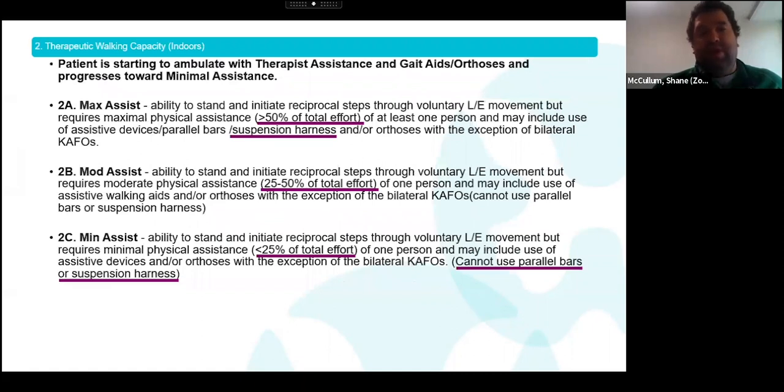You'll see for 2B and 2C that parallel bars or suspension harness are no longer allowed as gait aids. And as you'll see from here on out, bilateral KAFOs are not allowed for any of these levels. So moving on to a 2B is somebody who requires moderate assistance, so 25 to 50%, but only of one person. So only one therapist is allowed as opposed to multiple. Still allowed to have walking aids or orthoses, like I mentioned before, with the exception of KAFOs, and no parallel bars or suspension harness. And for min assist, they would require less than 25% of total effort from one person. And once again, same as above, no KAFOs, parallel bars, or suspension harness.